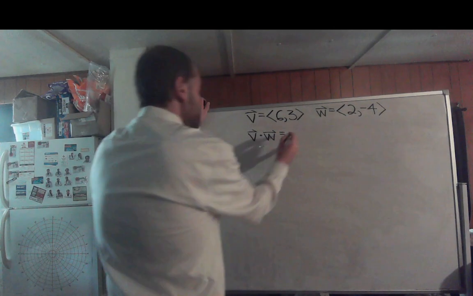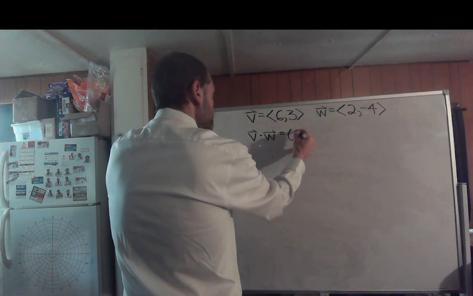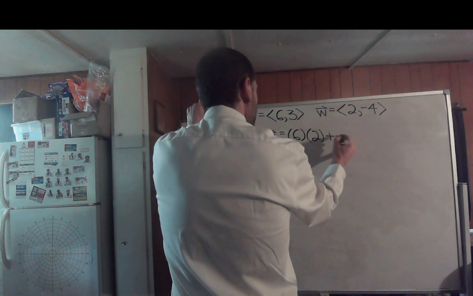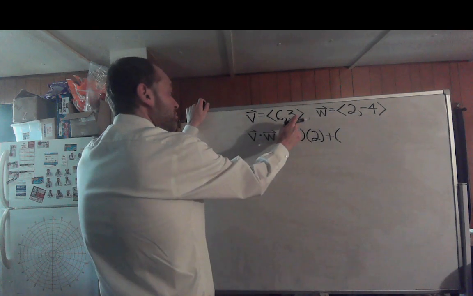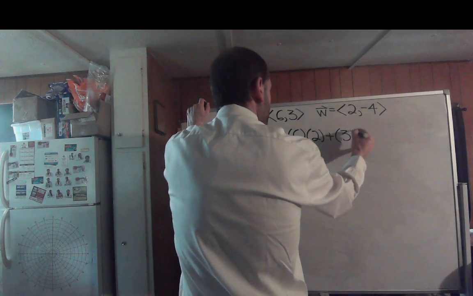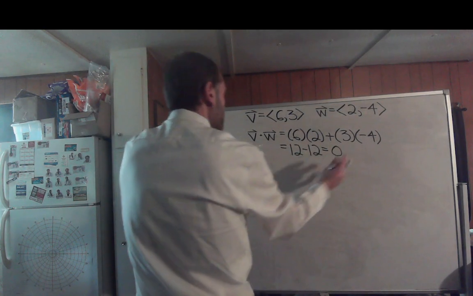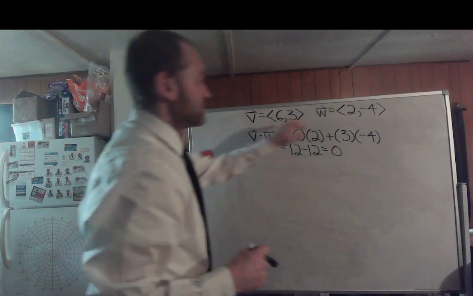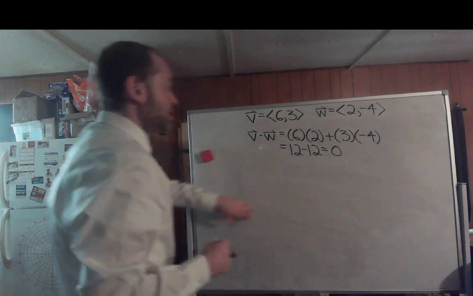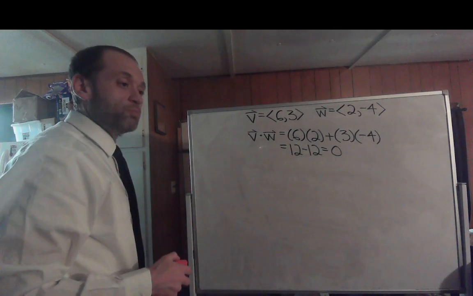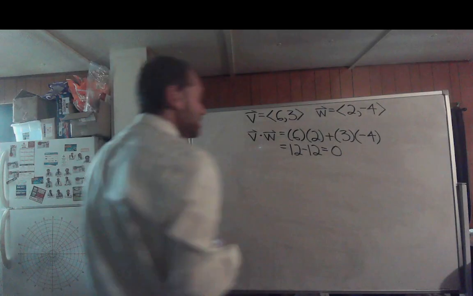So you're going to take that first number in the first vector, 6, times the first number in the second vector, which is 2, plus you'll end up taking the second number of the first vector, which is 3, times the second number of the second vector, which is -4. So that's going to equal 12 minus 12, which is 0. So the dot product of vectors v and w is 0. And when the dot product of two vectors equals 0, that has a special meaning that we'll talk about a little bit later in the lesson.